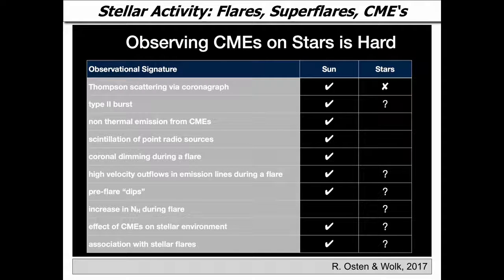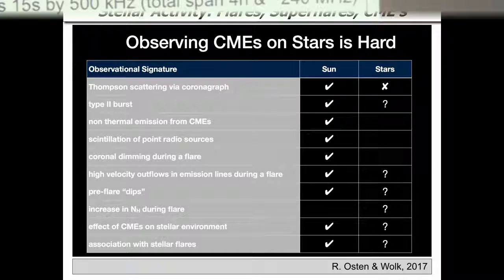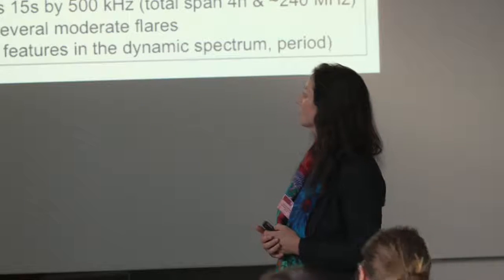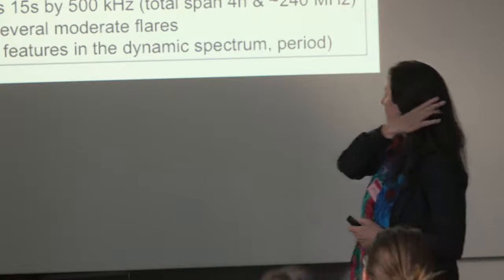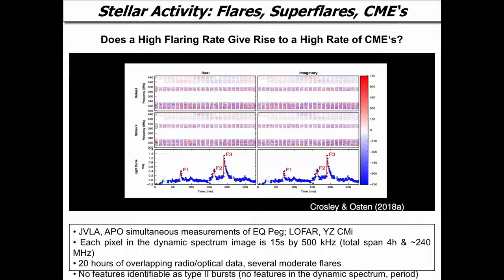An investigation I wanted to mention, also done by Rachel Austin and her collaborators, is a JVLA, a radio telescope, and optical simultaneous measurements of M dwarfs. And there they observed a lot of flaring and activity signatures, but during their 20 hours observations and overlapping radio and optical data, they still did not identify any type 2 bursts. So even a very intense search for CMEs in connection to flares was not successful so far. But the work is continuing, and it might also have something to do with the type of the stars, like the targets are M stars, which have quite strong magnetic fields.